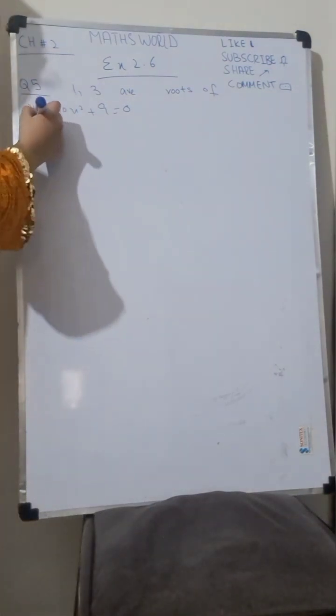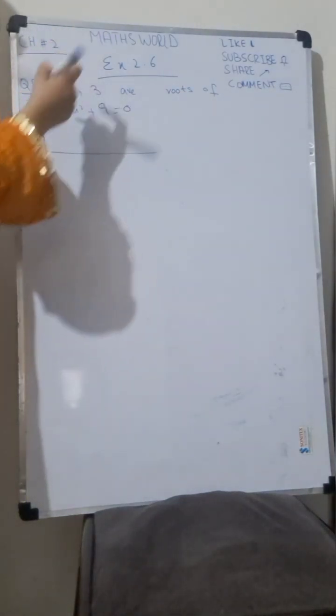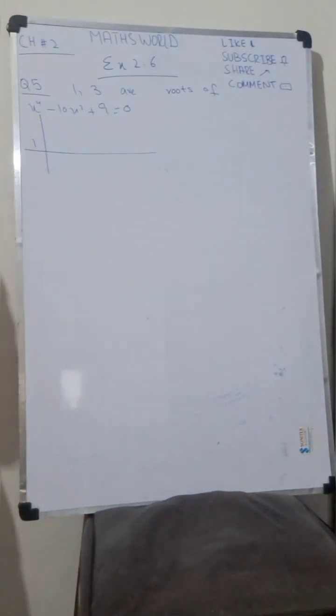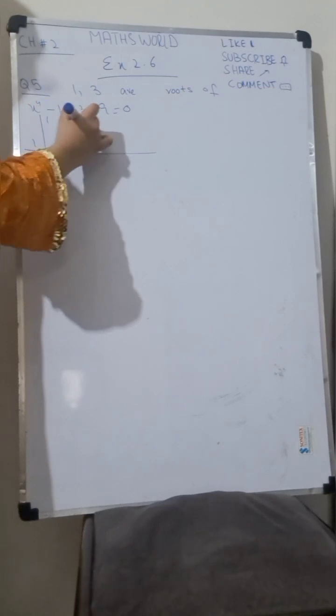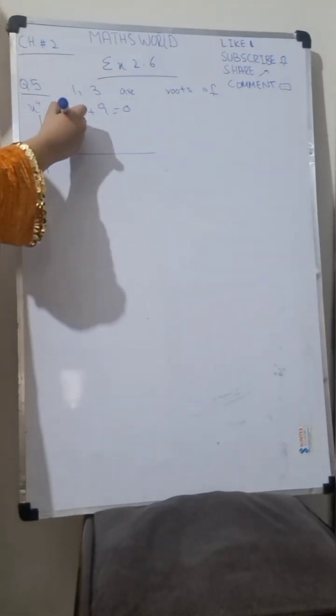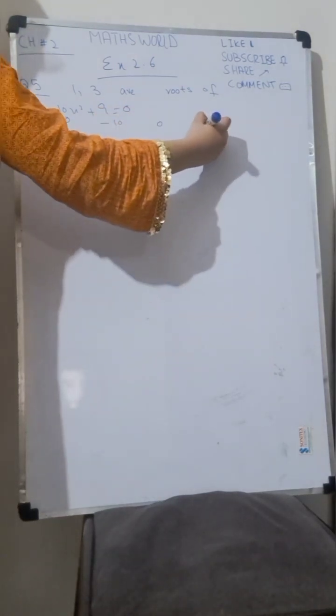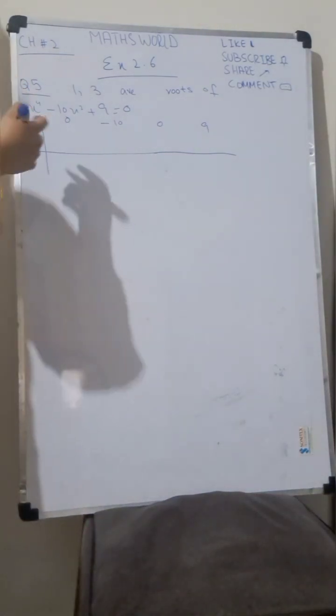So synthetic division like this. Take root 1 firstly, and then the coefficients: 1, then x cube is 0, there's nothing in x cube, so 0, minus 10x, then 0 again, and then 9. Every time you need to extend it because it's very long.